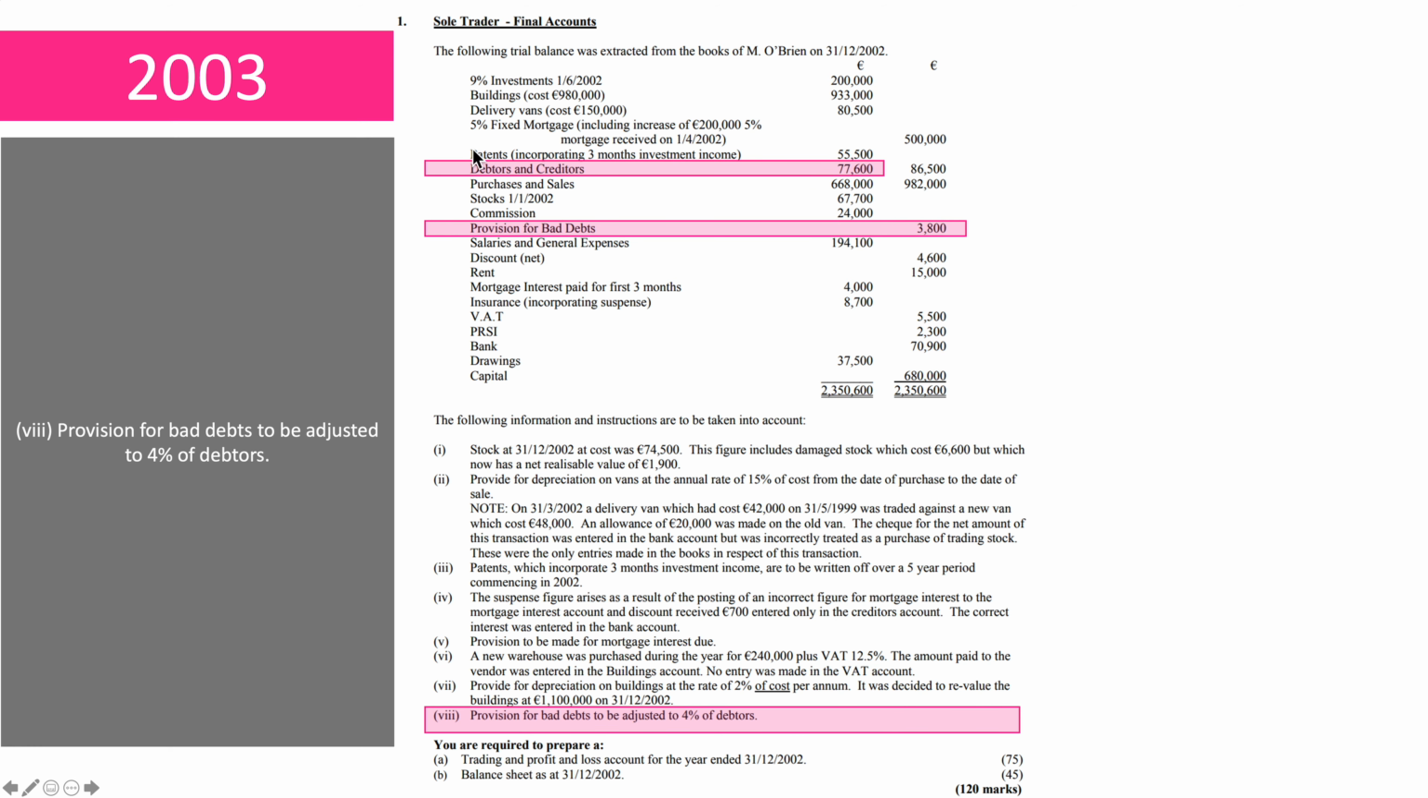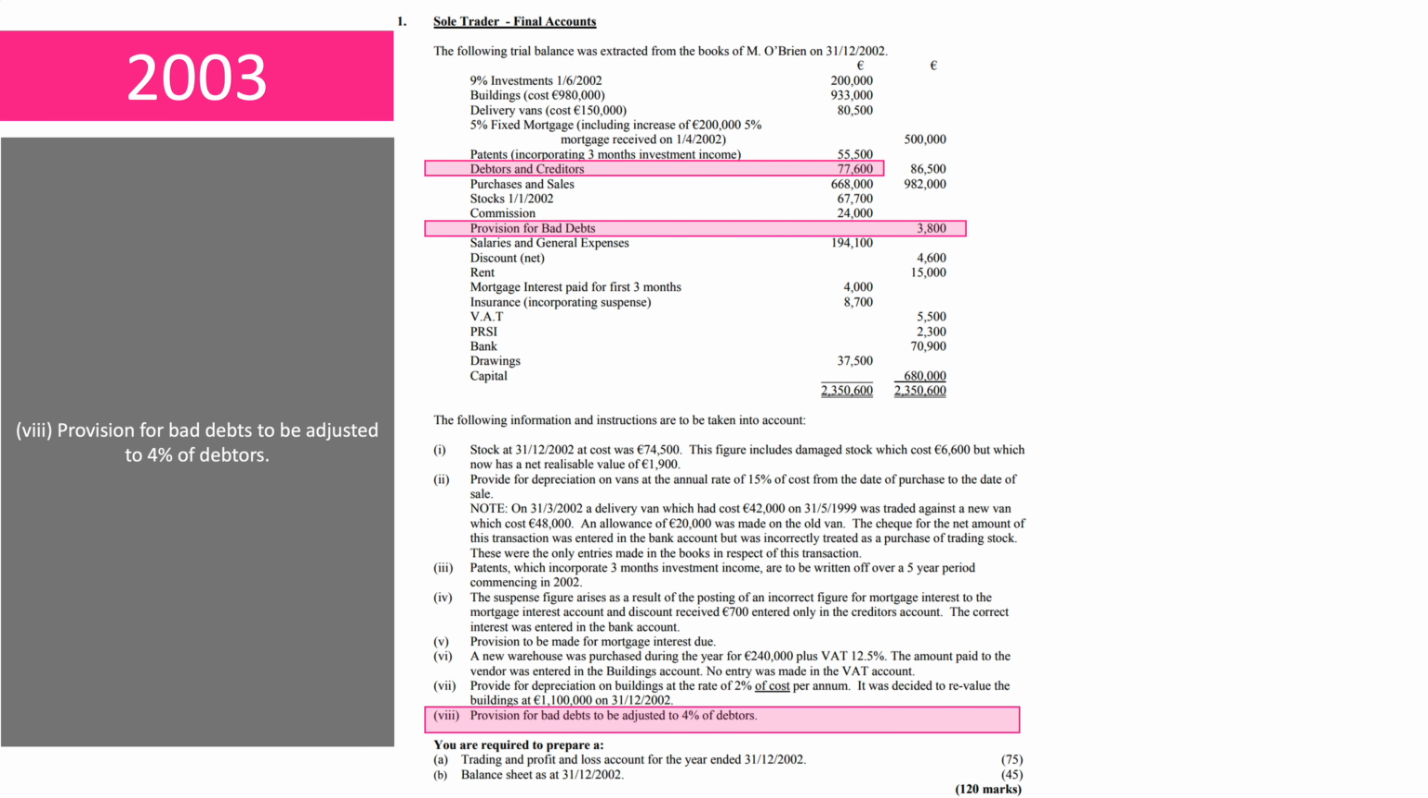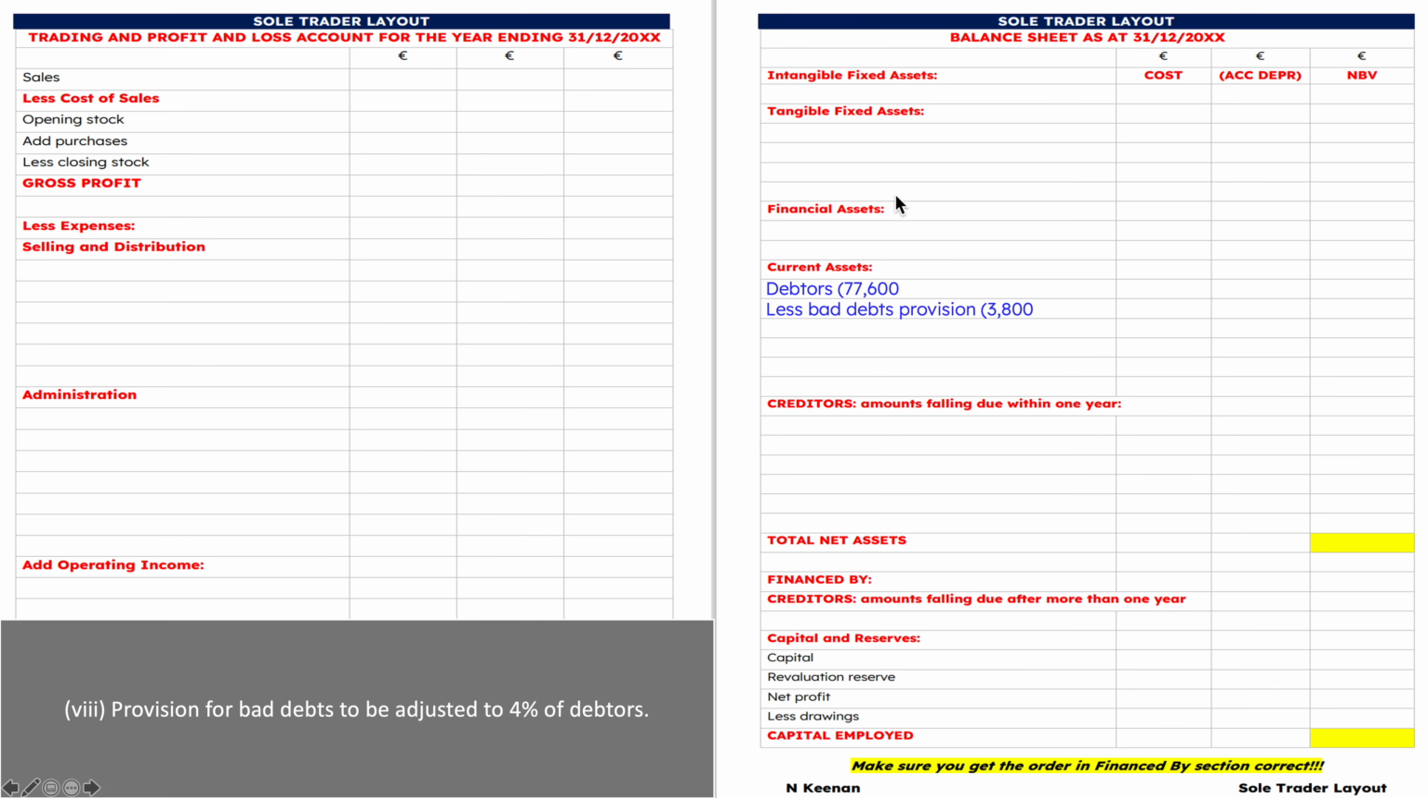In 2003, only one adjustment here. So provision for bad debts to be adjusted to 4% of debtors. So our provision for bad debts was already 3800. So provision to be adjusted to 4%. So no effect, nothing happened to our debtors. So 77,600. So 77,600, that should say 77,600, apologies.